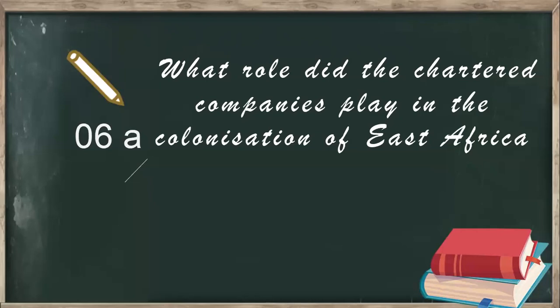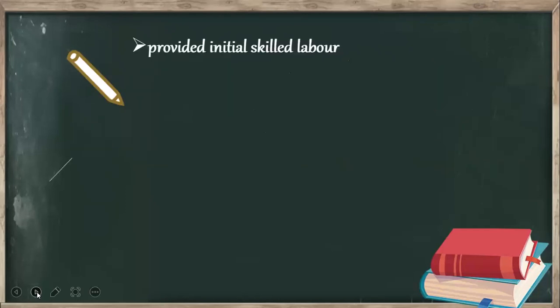So what I'm going to be simply doing is I'm going to be displaying an activity, and I'll be explaining to you how these different activities led to the colonization of East Africa. Well, the first activity we have here is provided initial skilled labor. The chartered companies provided skilled labor, which was used, skilled manpower, the labor that was used in the colonization or administration of their different areas of influence.